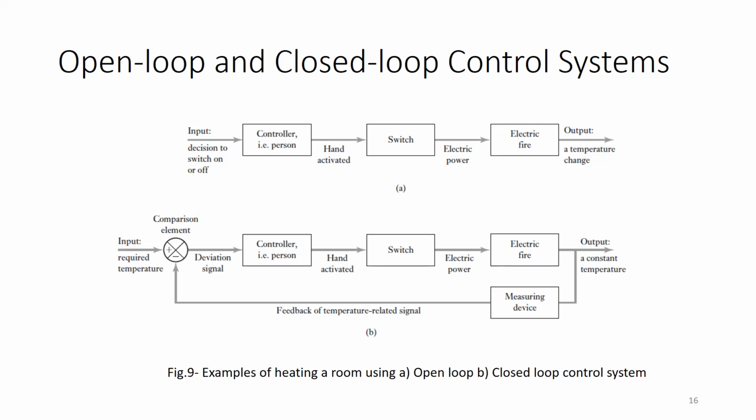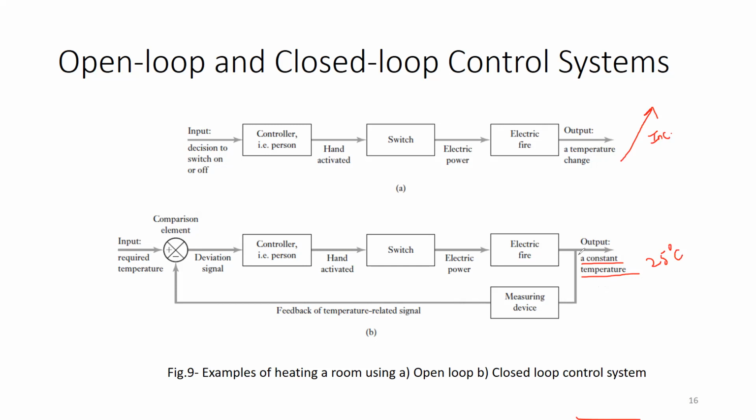Okay. Now here everything else is same. The controller is the person, hand activated switch is there, electric power is turning on the electric fire, and output is a temperature. Now here we have the benefit that we can attain a constant temperature. Once we have decided that we want, when we are heating, we want our temperature to be at 25 degrees Celsius only. Here the temperature will continuously keep on increasing. Here we can set it to constant temperature 25. Okay.